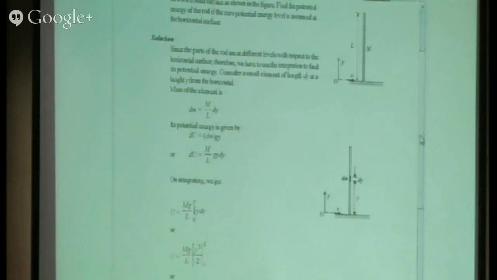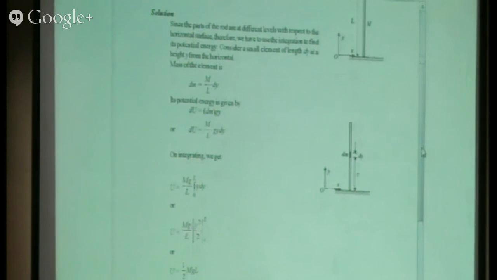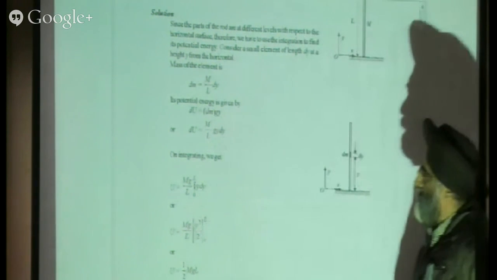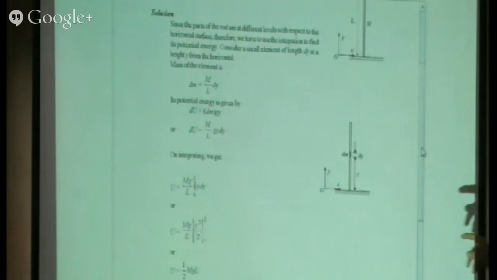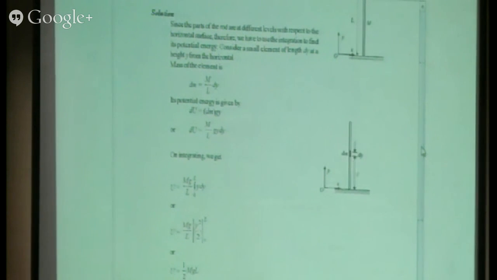So what is the mass of this element? If the length of the rod is capital L and the total mass is capital M, then, as I told you much before in another problem, we can always talk about linear density, M upon L. So the mass of the element having dimension dy will be M upon L into dy, and the potential energy is mass into gy. This is the potential energy of the small element, and you sum up, starting from the small element at the bottom up to the small element at the top. That means you take the coordinate y from 0 to L. So integration, and you get the answer U equal to half MgL.